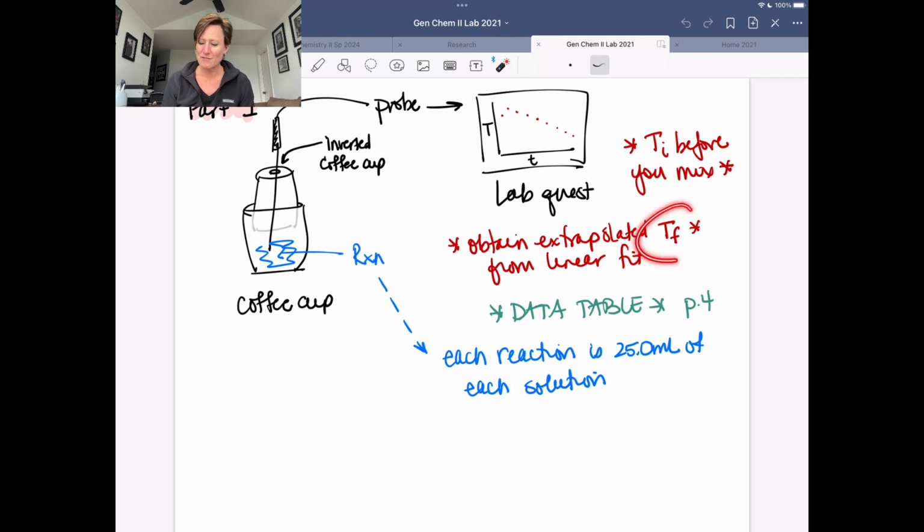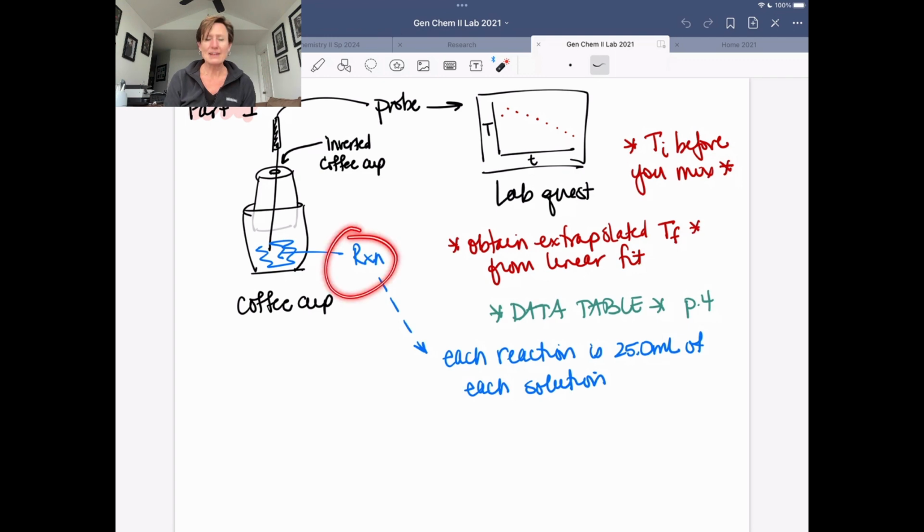Okay, so now we have our final temperature and our initial temperature. There's spots in your data table to put these pieces on page 4. And those are going to be the important experimental parameters that we are going to use to ultimately determine how much heat is generated from this process and then correlate that to enthalpy.